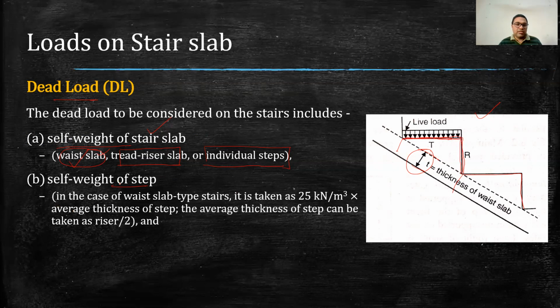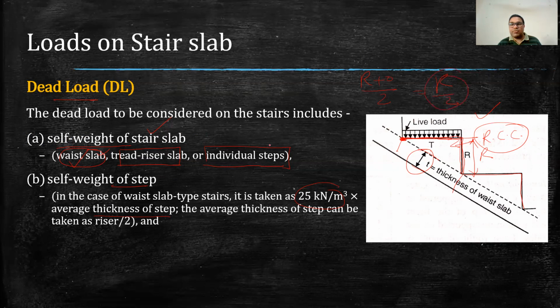The self weight of steps can be calculated by multiplying with the density of RCC. If these steps are of RCC or concrete, we will multiply this by 25 or 24, and then multiply this with the average thickness of the steps. Here you can see the maximum thickness of the step is R, and at this point the thickness is 0. So in that case, the average of R will be R by 2.